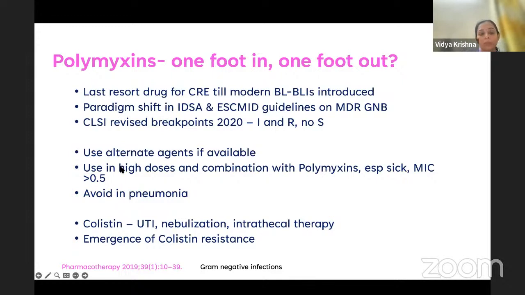So what can we do? If you have an alternative agent which you can use in your population, if you have a sensitivity report which seems to have a reasonable alternative agent, then you might use that. Or use it in high doses and in combination, especially if the patient is sick, especially if the MIC is more than 0.5. A colistin MIC more than 0.5 should give you caution that the drug might not work. And generally, it's good not to use it in pneumonia because it doesn't attain good levels in the lung.